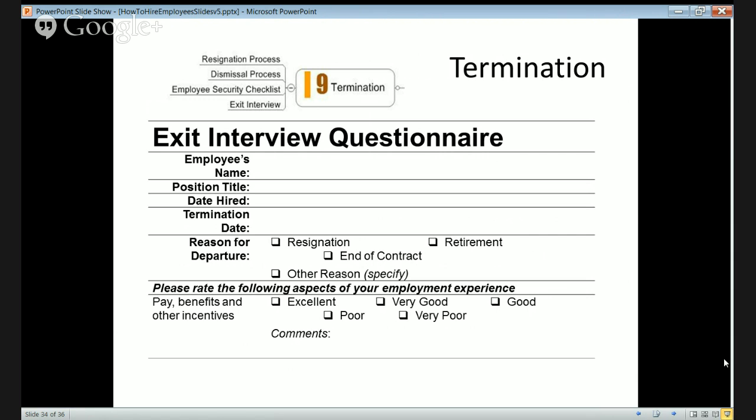In this seminar today, we're not going to talk about a dismissal process, but I do want to touch on the termination process. So this is a great time to do an exit interview with your employees that are leaving. Why have they left? What did they like about their experience? What didn't they like about their experience? We want to get some feedback from the employees so that we know how we're doing as an organization and how we can improve.